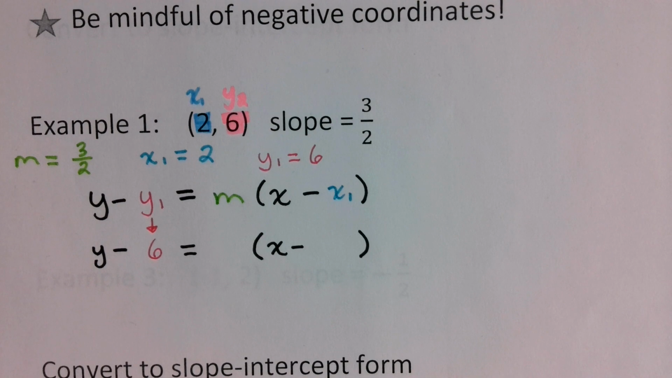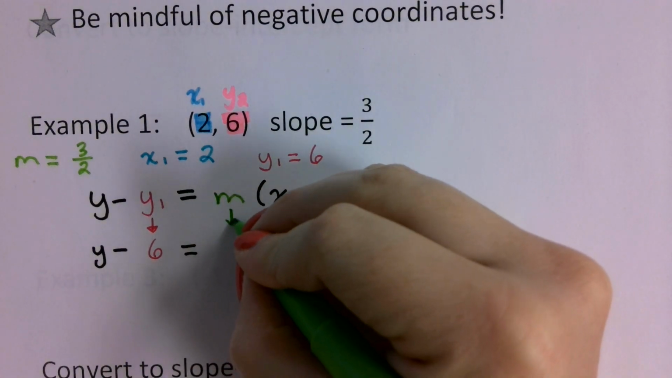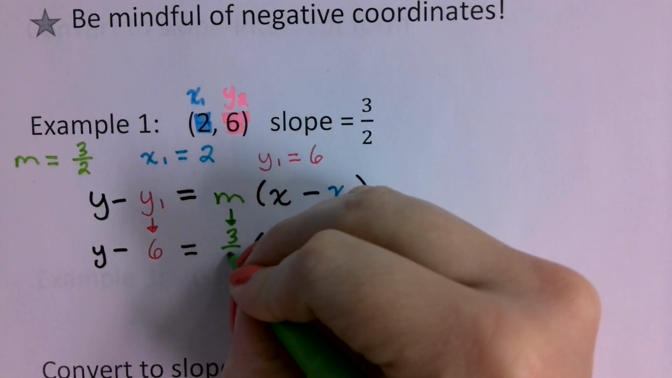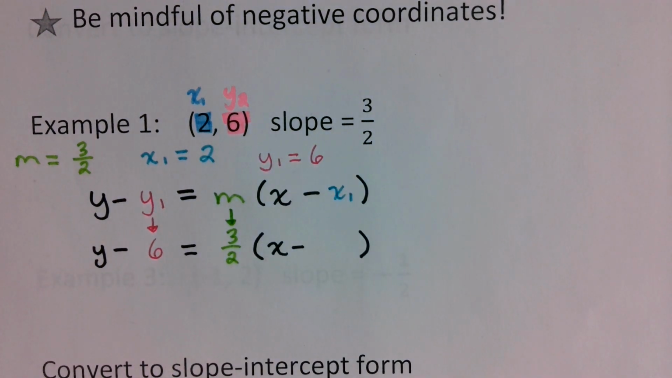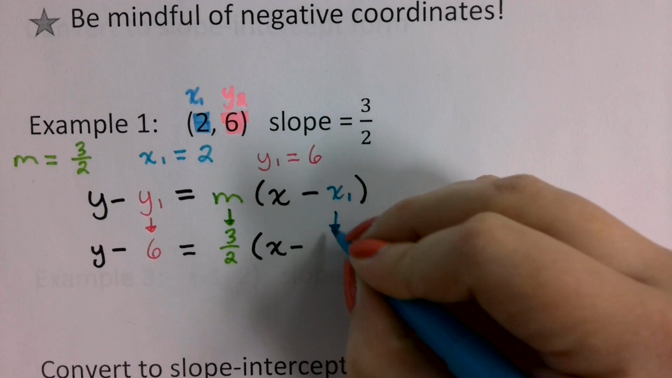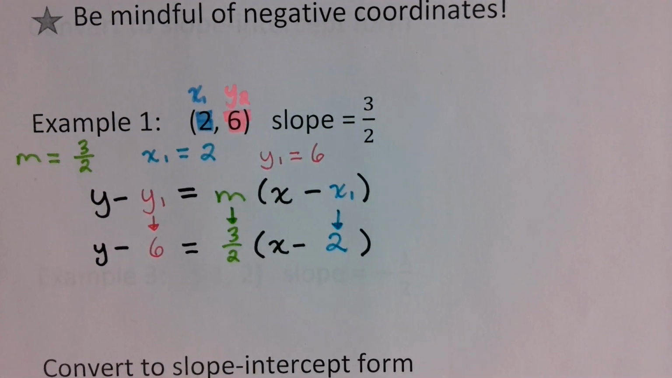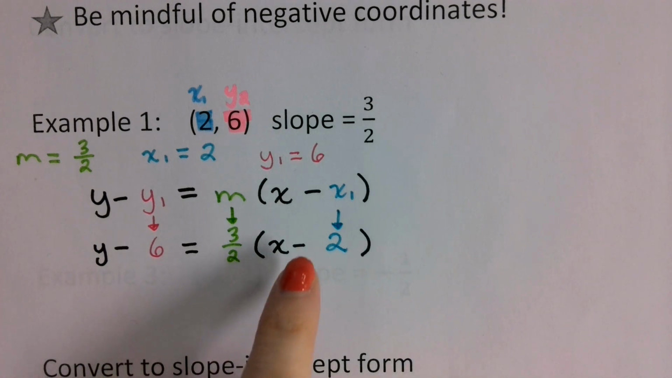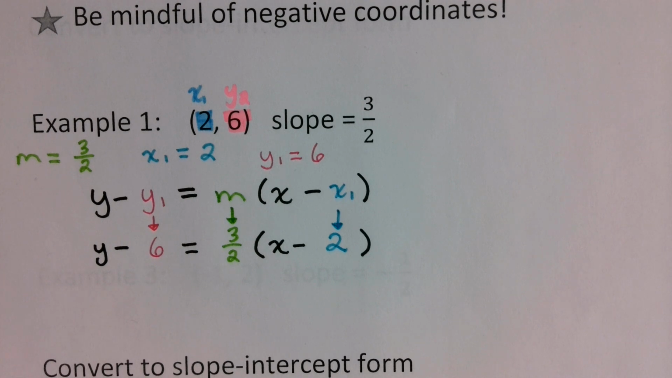The m, when I fill this in, is going to be the fraction 3/2, right? We know slope to be fractions. If it's a whole number, it's still a fraction over 1. And then our x1, we're going to replace that with the value 2. So there's our point slope form. Y minus 6 is equal to 3 over 2 times the quantity of x minus 2. So if they wanted you to put it in point slope form, you'd be done.